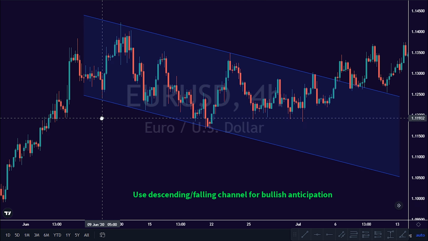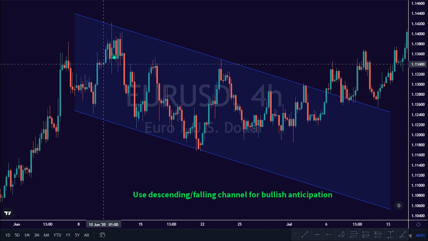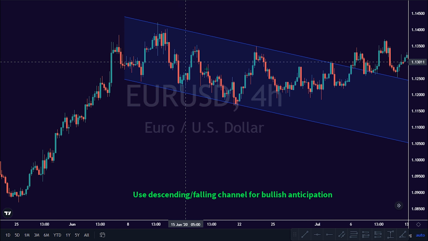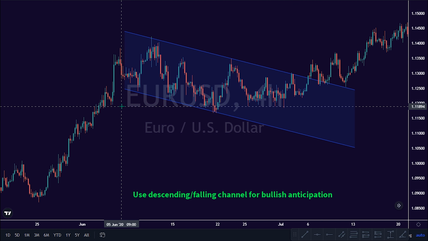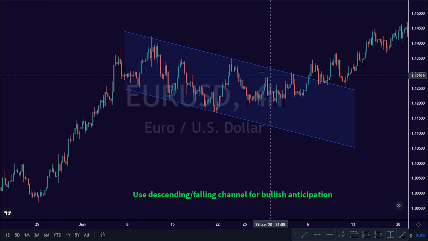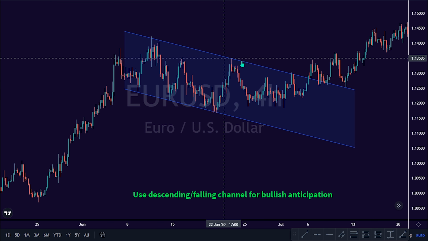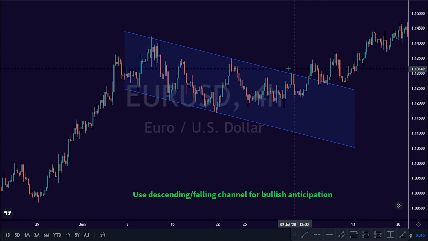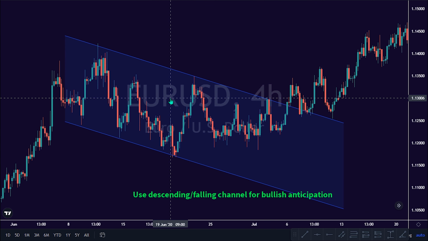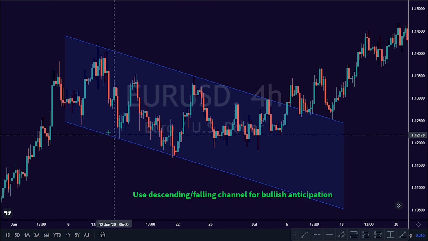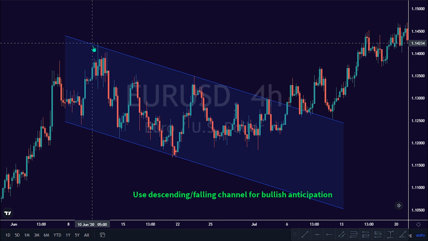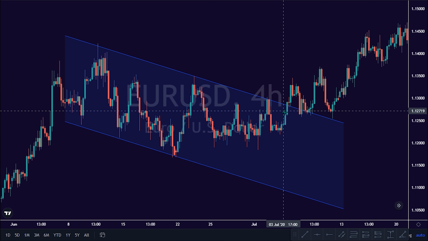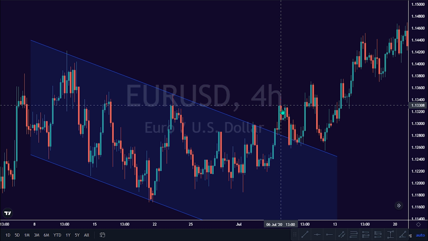Here's an example of a descending channel in a bullish trend. As we can see, the trend was in a bullish rally. Price made a bearish pullback, which resulted in this descending channel. We were able to construct a descending channel here. Price tested the lower trend line 3 times. Price tested the upper trend line 3 times. The 4th upward test led to a bullish breakout.